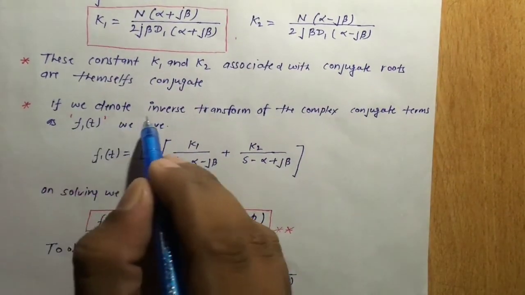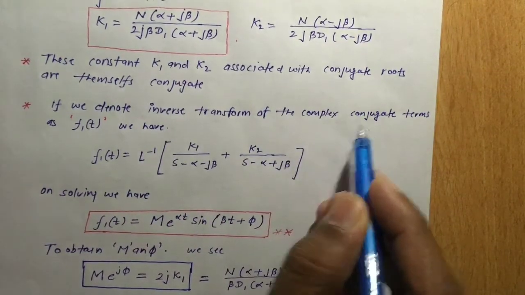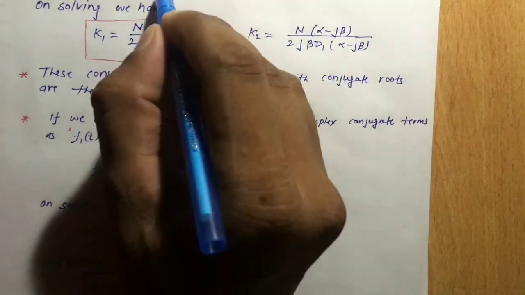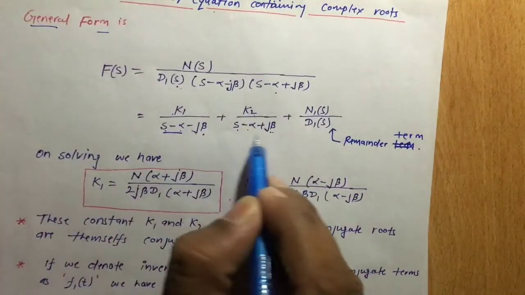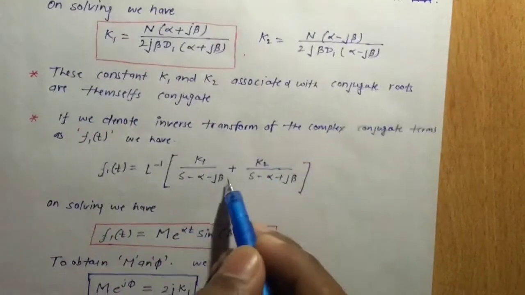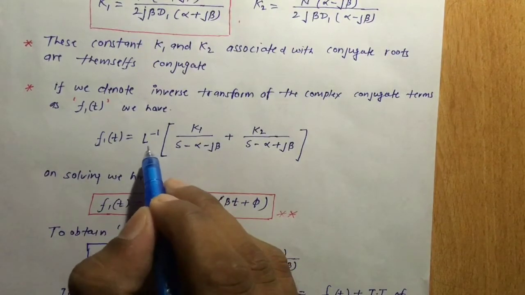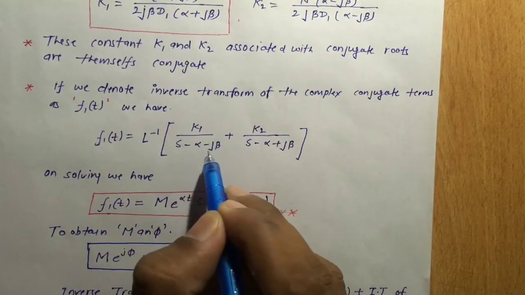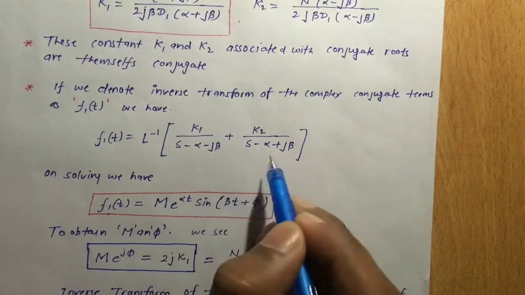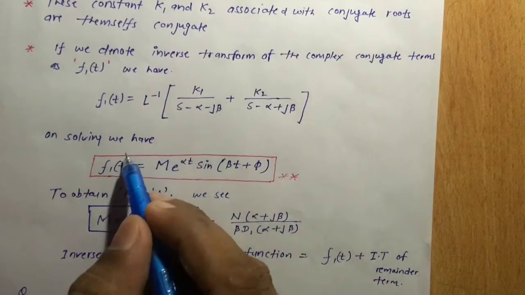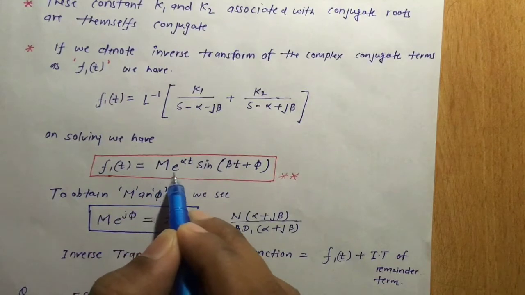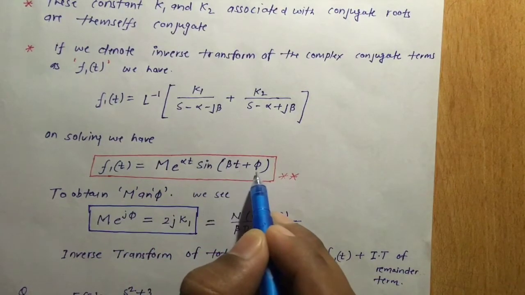If we denote the inverse transform of the complex conjugate terms as f1(t), then these terms are f1(t), and these are remainder terms. Now, f1(t) is the inverse Laplace transform of K1 by (s minus alpha minus j beta) plus K2 by (s minus alpha plus j beta). These are conjugate forms. Simply, we can remember it as a formula: f1(t) equals M e to the power alpha t sine(beta t plus phi).